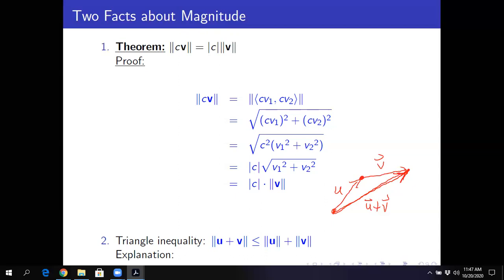So as I said, this is referred to as the triangle inequality. This is one of the most important inequalities in all of mathematics. Okay, triangle inequality. Very, very important inequality.